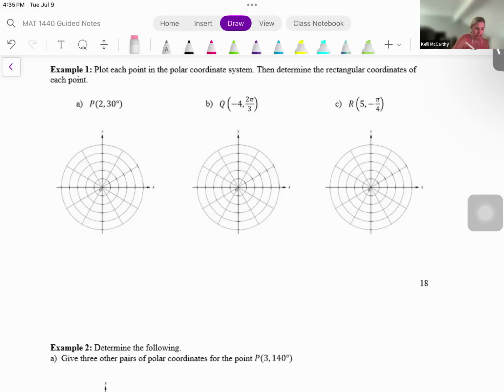So 30 degrees, that's this first spoke, and a radius of 2, that puts our point, I'm going to use a different color to make it stand out a little bit more, our point P right there. So we're on that spoke that represents 30 degrees, and we have a radius of 2. So we're 2 units away along that line that represents that 30-degree angle, 2 units away from the origin.